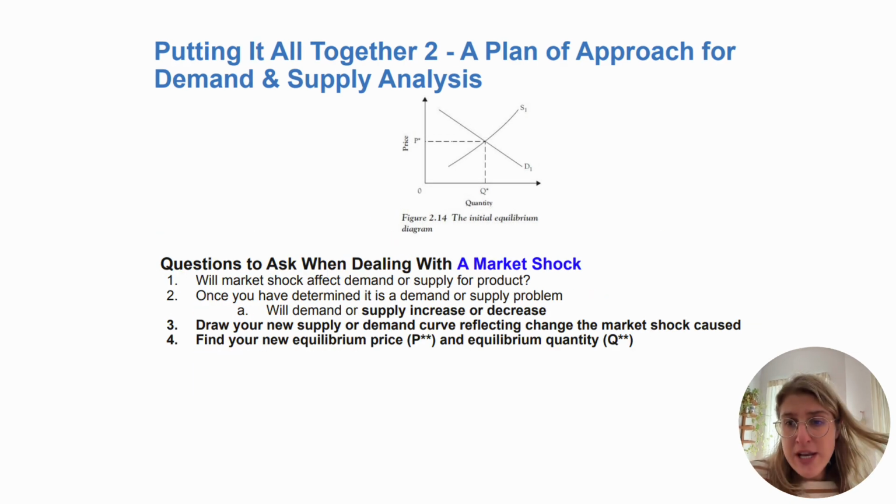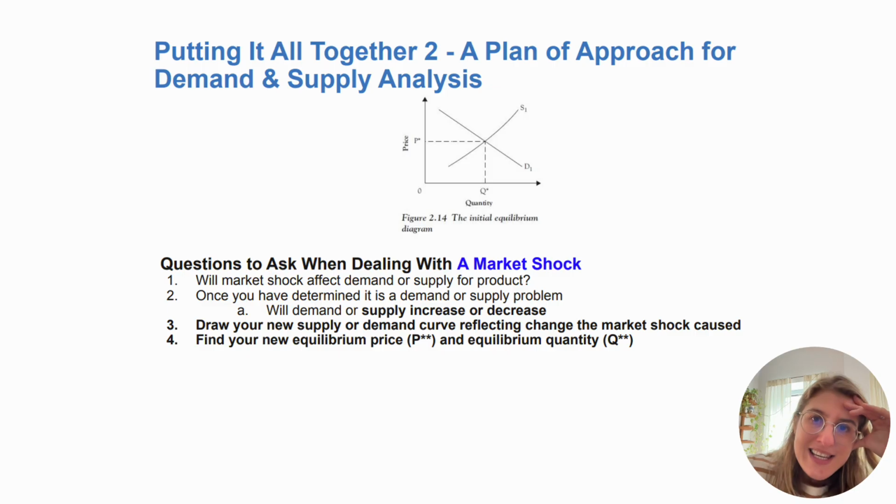So now that we know how to sketch out demand and supply, the next step is applying it to real world shocks. A market shock is just something that suddenly changes conditions, like a bad harvest or new technology or change in consumer tastes, right? So let's go through this. First, ask: will this shock affect demand or supply? For example, if consumers suddenly decide apples are the new superfood, that's demand, right? But if a frost kills half the apple crop, that's supply, right? So think: this is the shock, this is the curve that it's going to affect.